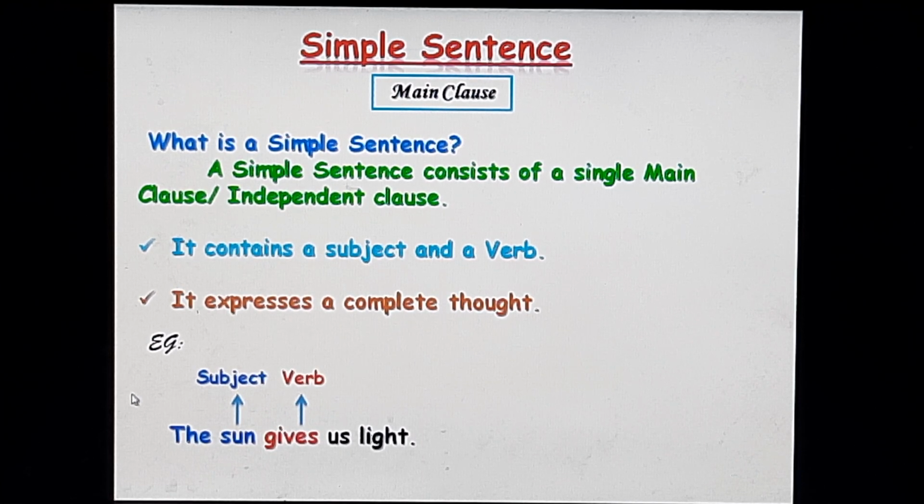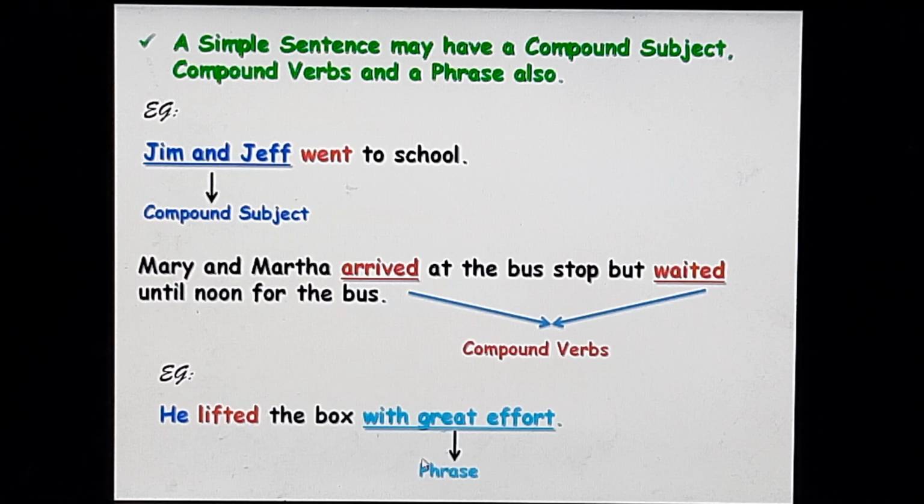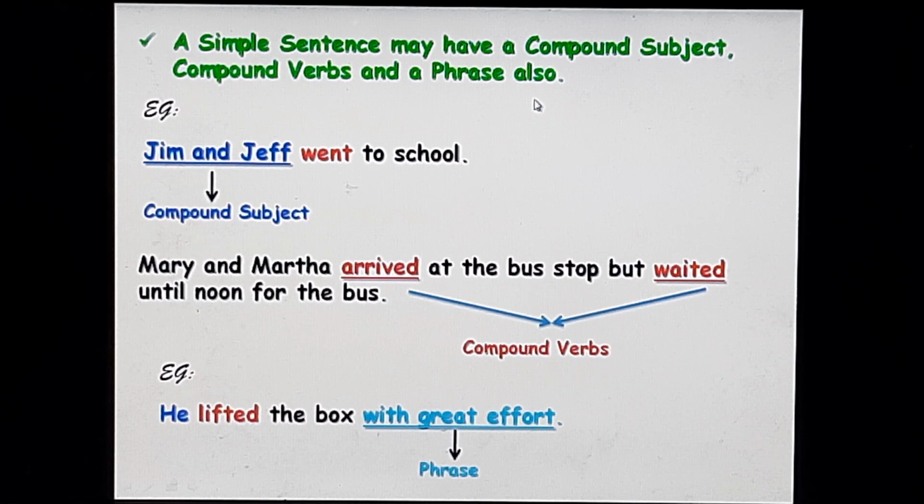Now, look at this example. The sun gives us light. The sun is the subject, gives us is the verb, and it is complete in its meaning. Now, a simple sentence may have a compound subject, compound verbs, and a phrase also.